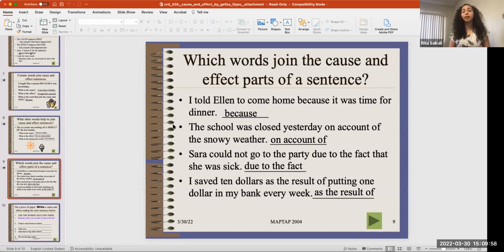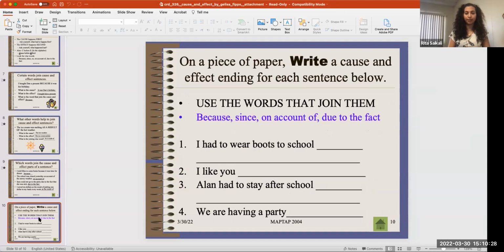All right, so Sarah could not go to the party due to the fact that she was sick. Due to the fact that she was sick, Sarah could not go to the party, right? So cause and effect. I saved $10 as a result of putting $1 in my bank every week. As a result of putting $1 in my bank every week, comma, I saved $10. Okay, so as a result of, again, is our connection. Cool, and that shows us that there is a cause and an effect.